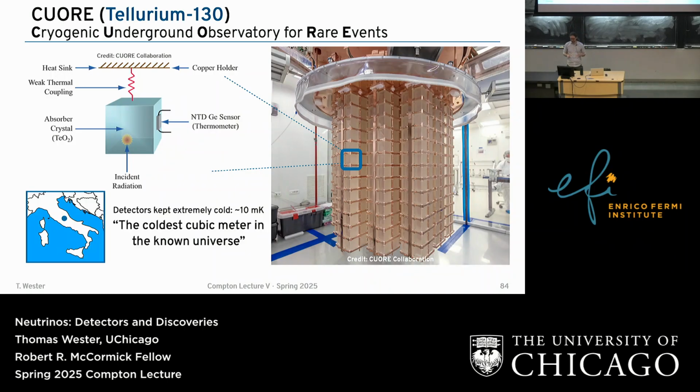So in order to do this experiment, you have to keep this whole thing at very, very cold temperatures because the temperature changes you're looking for are minuscule, so millikelvin scale. And if you remember from the last lecture, we talked about the cosmic microwave background being 2.7 Kelvin. So this is even colder than the cosmic microwave background that they have to keep this detector at. So we refer to it as the coldest cubic meter in the known universe.